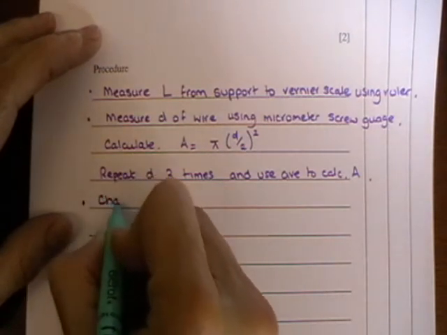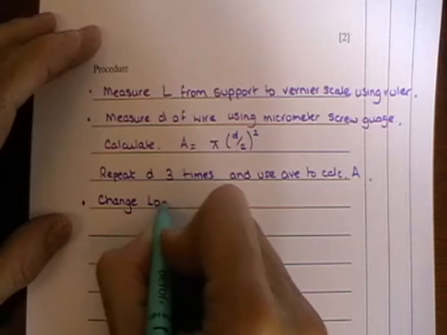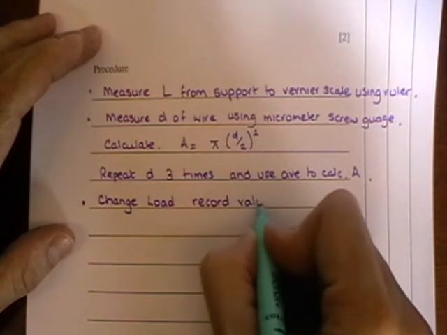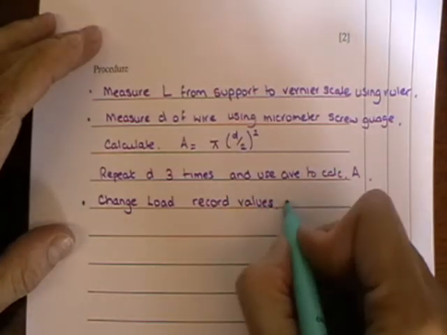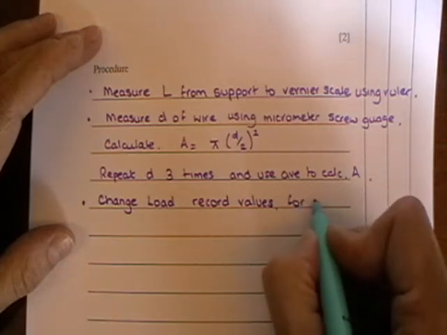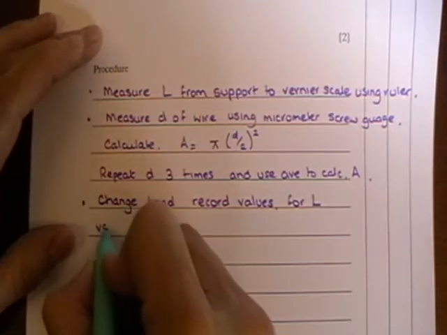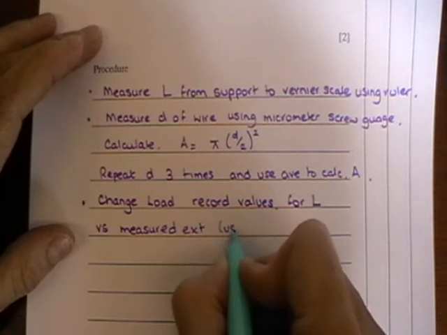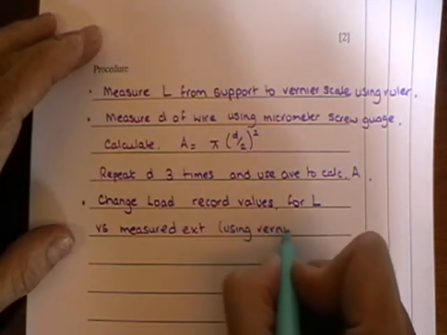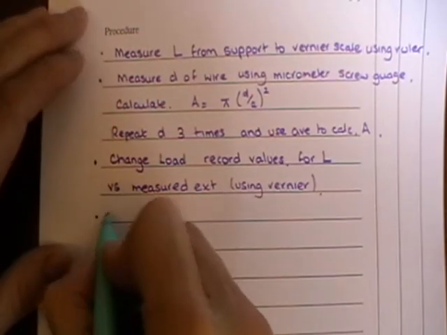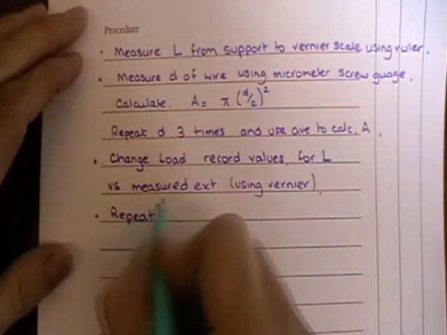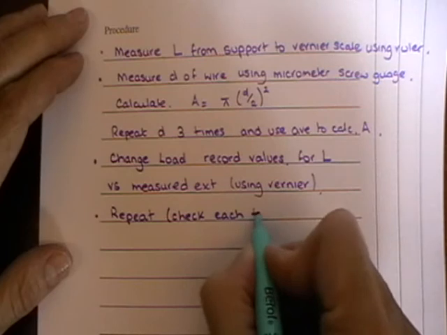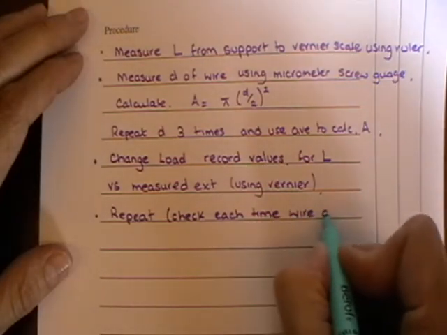You're going to change the load and record values for load versus extension. Measured extension, and you're using the vernier to do that. And then you're going to repeat and check each time the wire goes back to its original length.